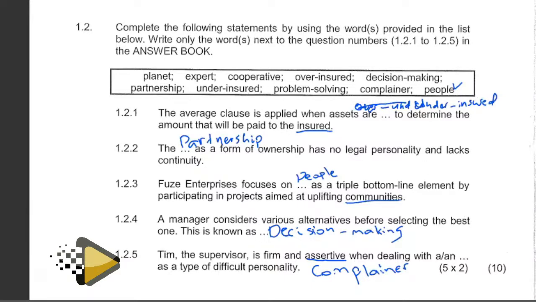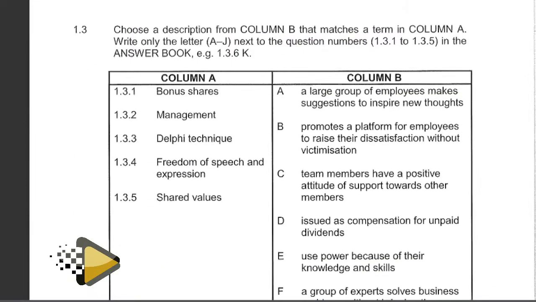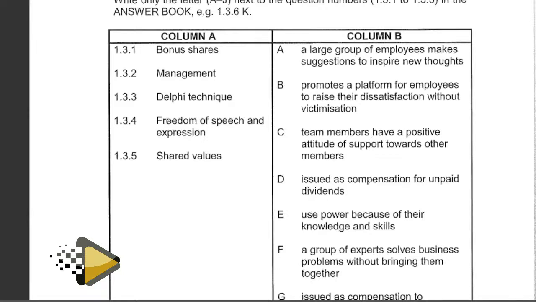Okay, right, Kritovs. So now let's move on to the next question. The next question, we have 1.3. So 1.3 reads as follows: choose a description from column B that matches with a term, a concept in column A. Write only the letter A to J next to the question numbers. An example is given there, 1.3.1 to 1.3.5 in the answer book provided.